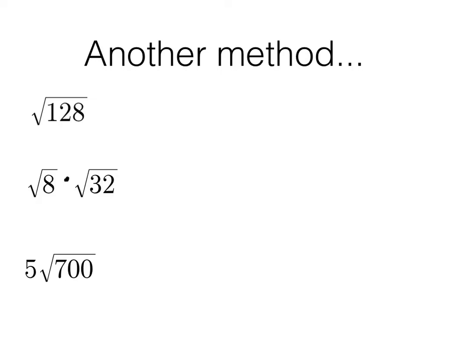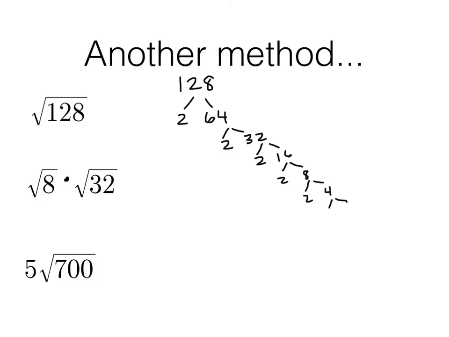So 128 is 2 times 64. 64 is 2 times 32. 32 is 2 times 16. 16 is 2 times 8. 8 is 2 times 4, and 4 is 2 times 2. So that means we have how many 2's here? We have 1, 2, 3, 4, 5, 6, 7. 128 is 2 to the 7th power.